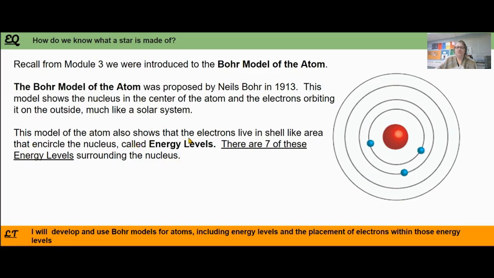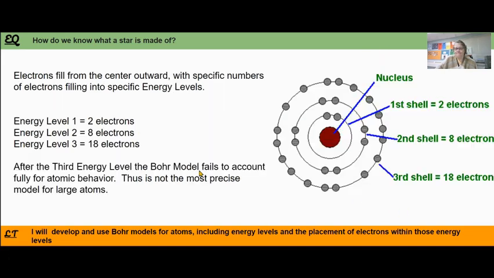This model of the atom also shows that the electrons live in shell-like areas that encircle the nucleus, called energy levels. Each of these black circles, these lines, represents an energy level. There are 7 of these. There are 7 energy levels possible in an atom, and they surround the nucleus.